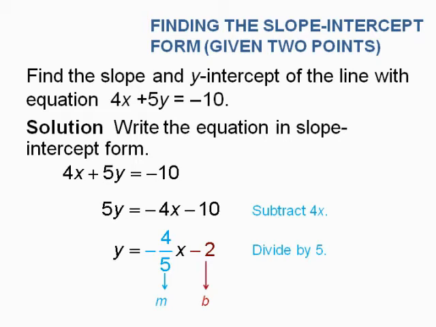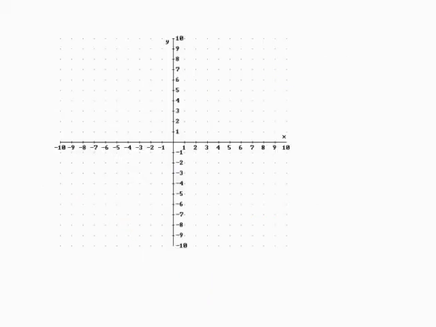So to find the slope and the y-intercept, we're going to subtract 4x from both sides to get y by itself. That leaves us with 5y equals negative 4x minus 10. Divide both sides by 5, and lo and behold, we end up with y equals negative 4/5 x minus 2. Let's graph that real quick. y equals negative 4/5 x minus 2.